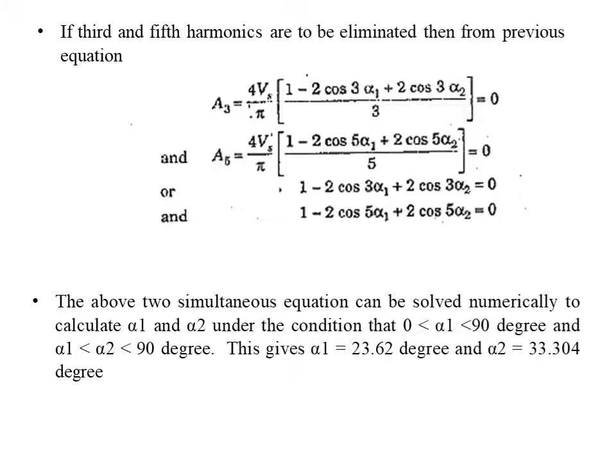The above two simultaneous equations can be solved numerically to calculate the values of alpha 1 and alpha 2 under the condition alpha 1 greater than 0 and less than 90 degrees, and alpha 2 greater than alpha 1 and less than 90 degrees. For this interval, from the waveform, the values are alpha 1 equal to 23.62 degrees and alpha 2 equal to 33.304 degrees.